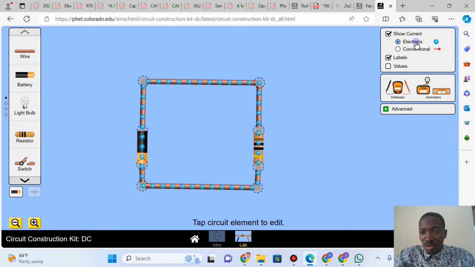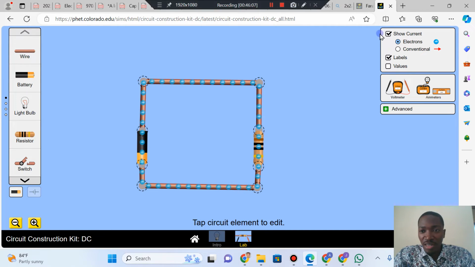This blue color represents the electrons. Look at the direction of electrons. Electrons go upward, travel around the circuit and come back this way. So electrons are coming out from the negative terminal, going around the circuit and returning to the positive terminal. That's how electrons continue to travel. This is a visual representation of what actually happens in an electric circuit.